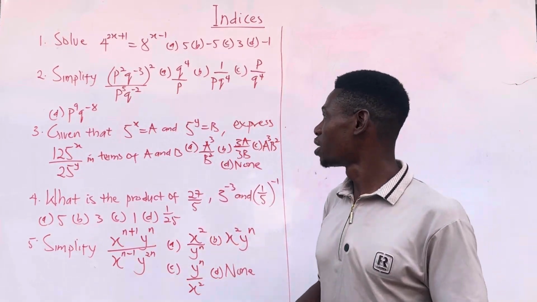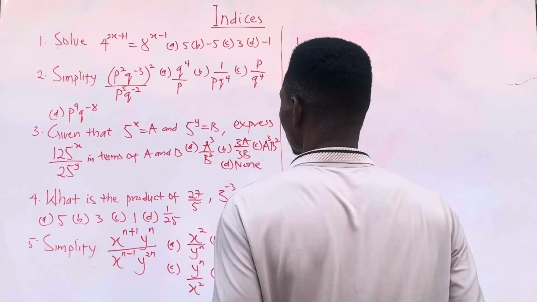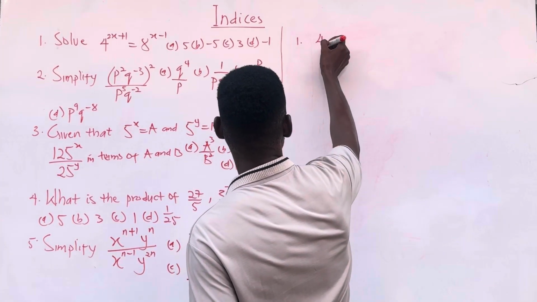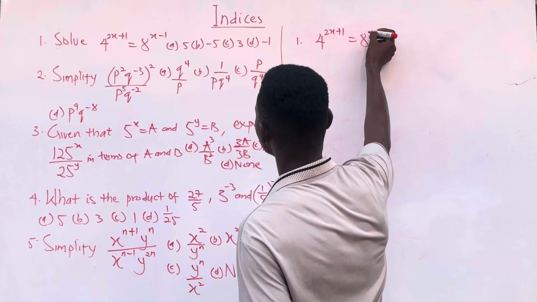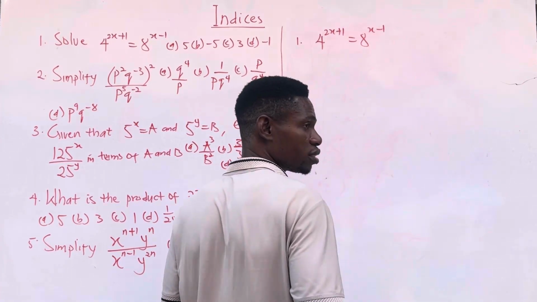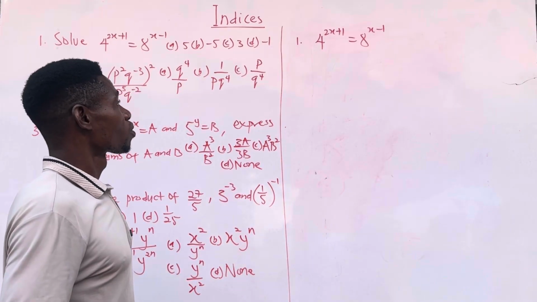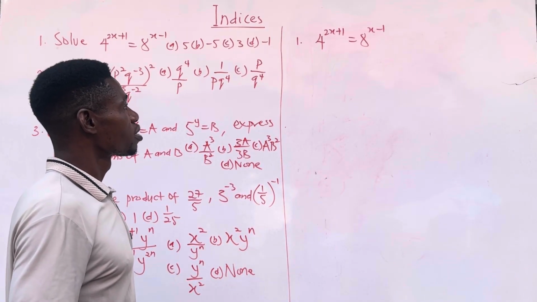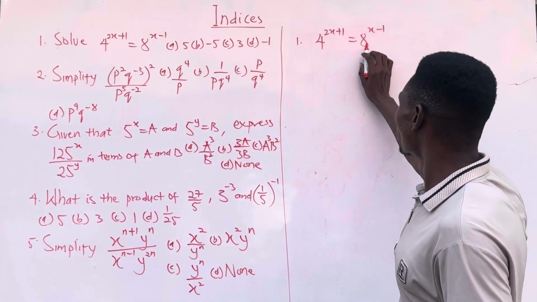So let's start from number 1. Number 1 says 4 raised to power 2x plus 1 equals 8 raised to power x minus 1. So how do we resolve this? We can do this quickly. Now 4 and 8 can be put in powers of 2.